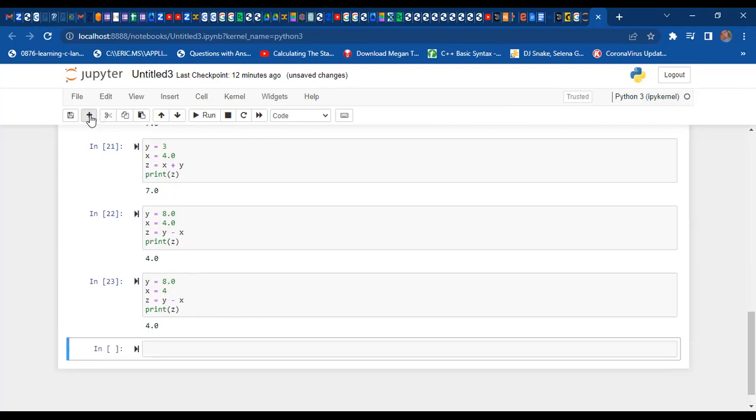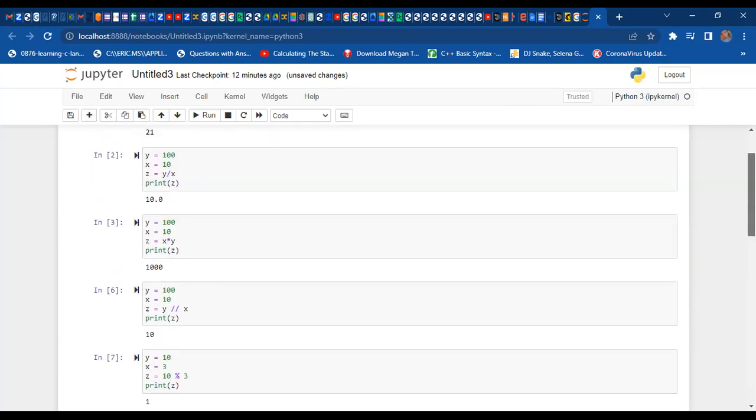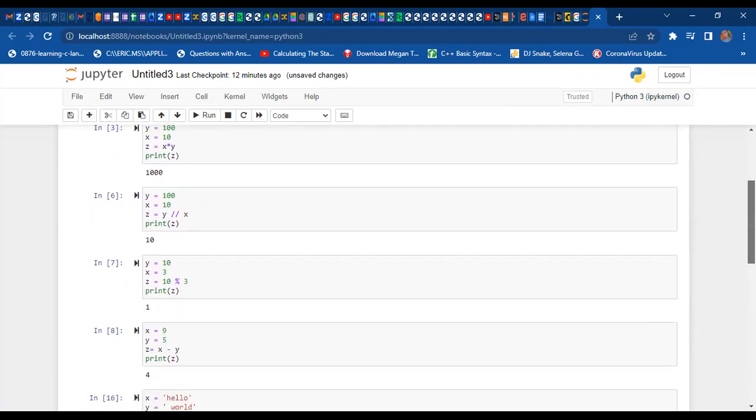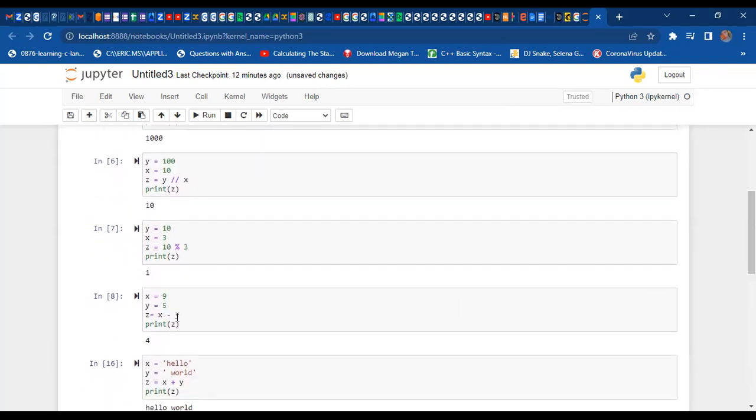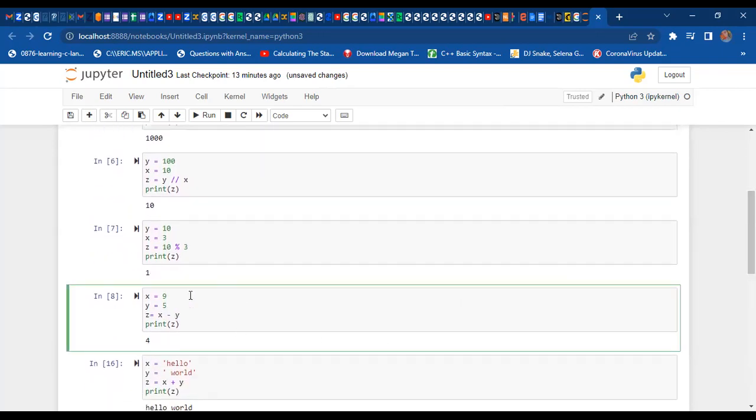Okay, let's go to multiplication. Sorry? What about an integer minus an integer? You get an integer. We did it around here. Where is it? Okay, yeah. We got an integer.